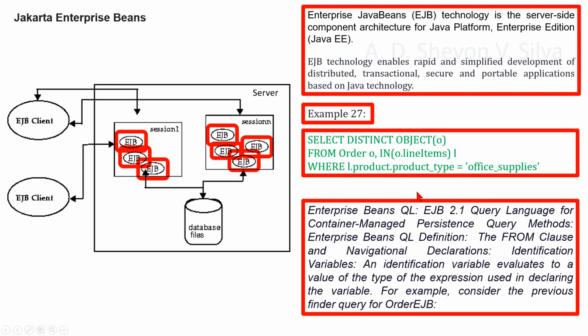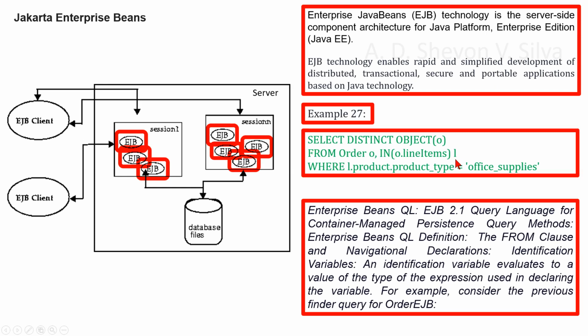An identification variable is a valid identifier declared in the from clause of an entity bean QL query. An identification variable may be declared using the special operator IN and optionally AS. All identification variables must be declared in the from clause. Identification variables cannot be declared in other clauses.